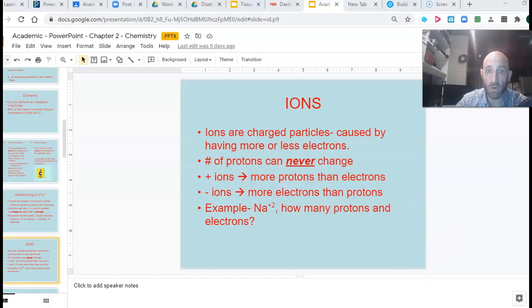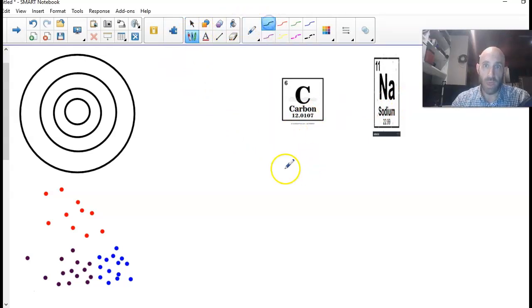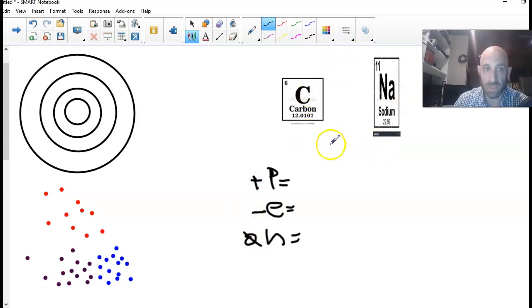So I'm going to go over some examples now. Okay, so let's get started. So if you take a look here, these are 2 elements, carbon and sodium. So we're going to do carbon first. We just did that example, but I just want to make sure we're all good. Okay, so the way I do this is I usually write out P equals, E equals, and N equals. So protons are positive, electrons are negative, and neutrons are neutral. So let's just do these 2, and then we'll see where everybody's at.